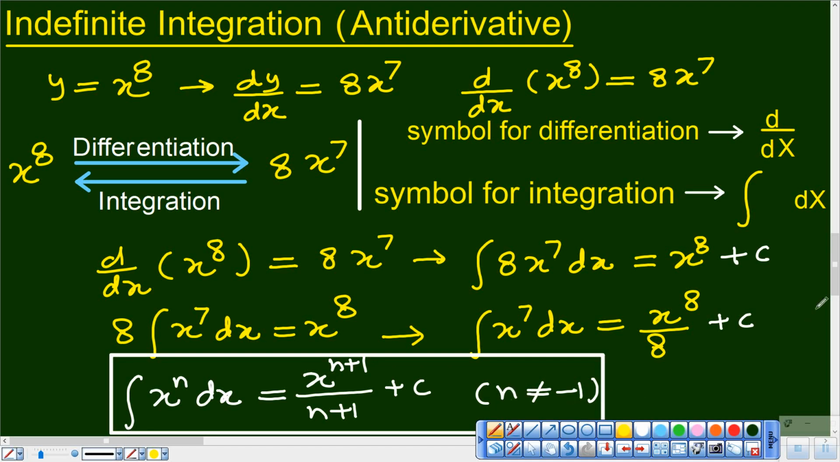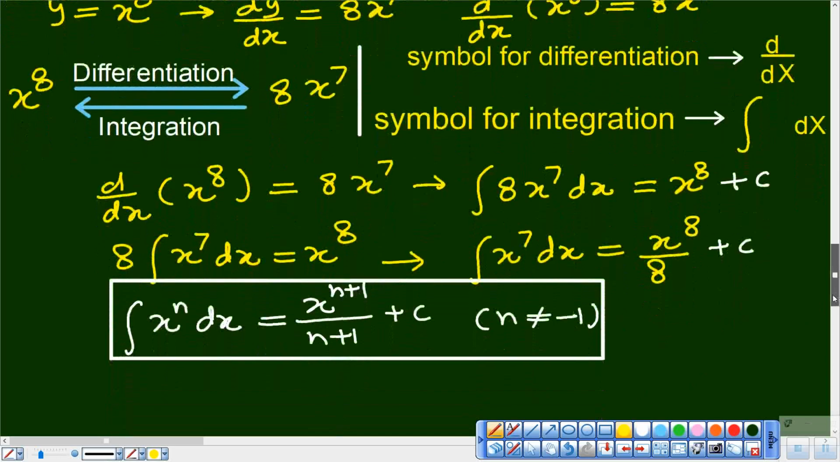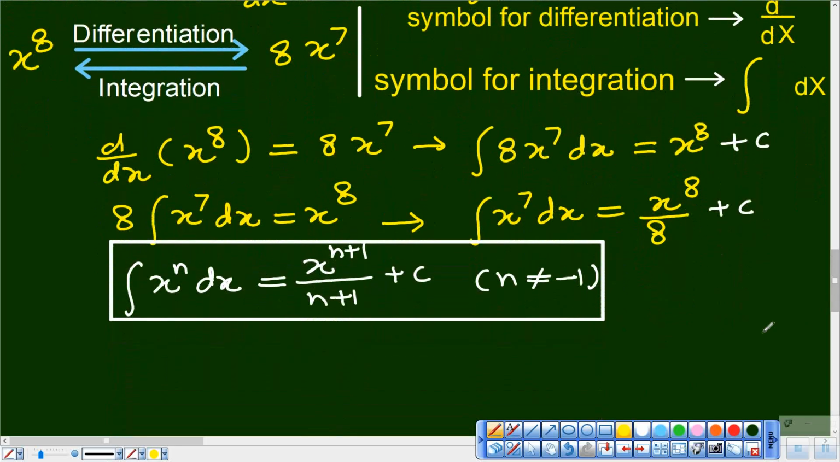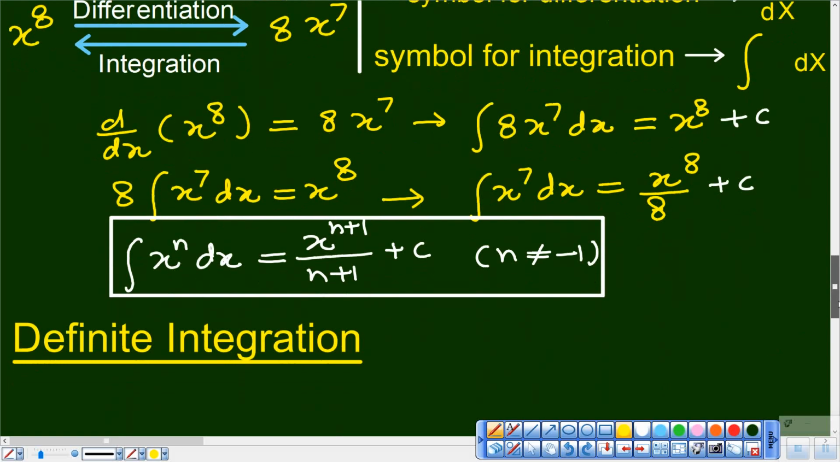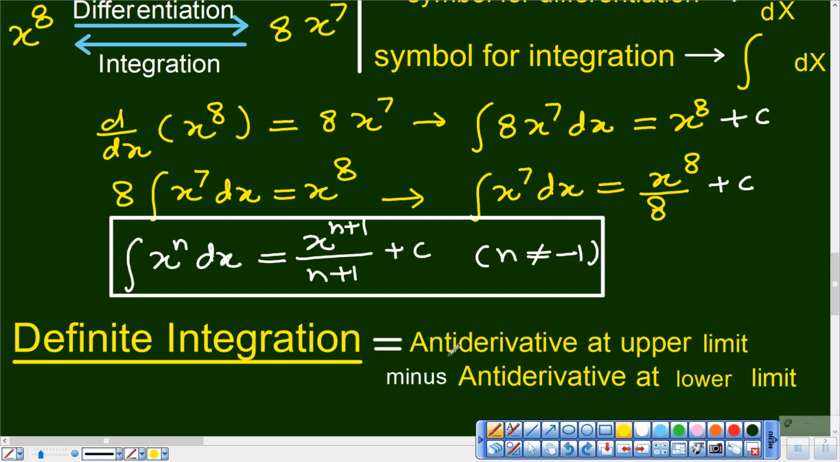Let's come to the second kind of integration, which is known as definite integration. And remember this, the difference lies in the fact that there are two limits, a lower limit and an upper limit, attached to the indefinite integration to make it definite integration. And its value is the antiderivative, which is indefinite integration, computed at the upper limit, minus indefinite integration computed at the lower limit.